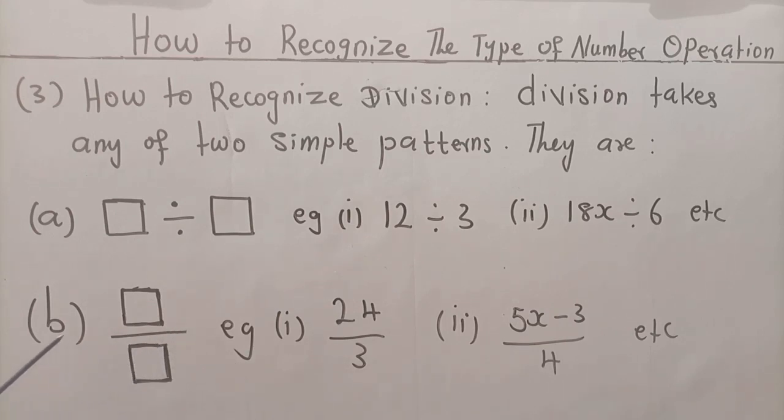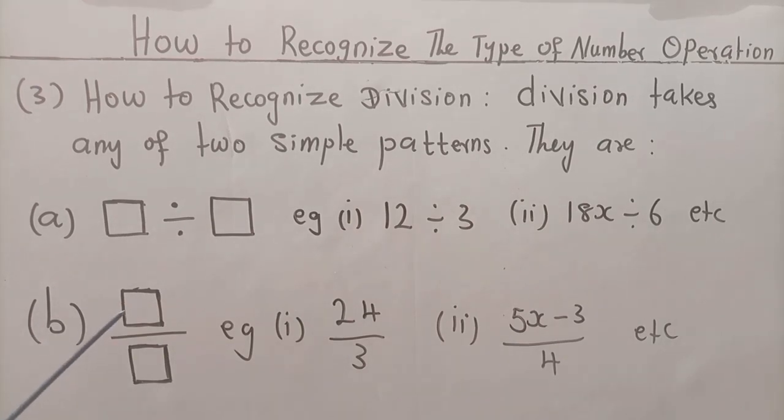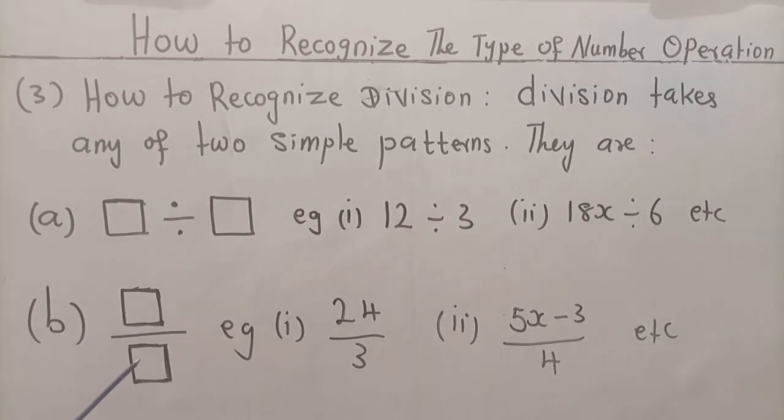This slash may not always mean division. Sometimes it might indicate a fraction, that is portion taken out of portion. But here it means something dividing something. It is the one below that divides the one on top. Therefore here 24 divided by 3 also means 3 dividing 24. This is 4 dividing 5x minus 3. And we have many more examples in line with this pattern.